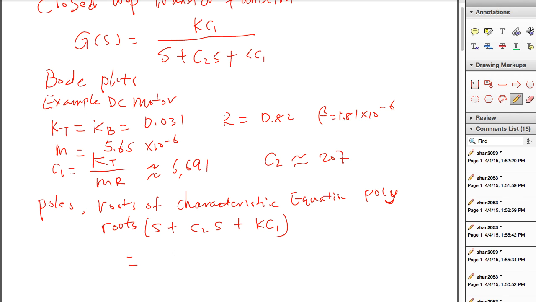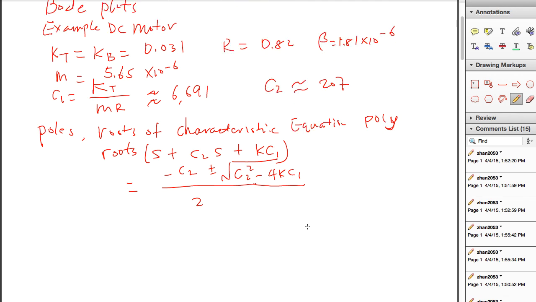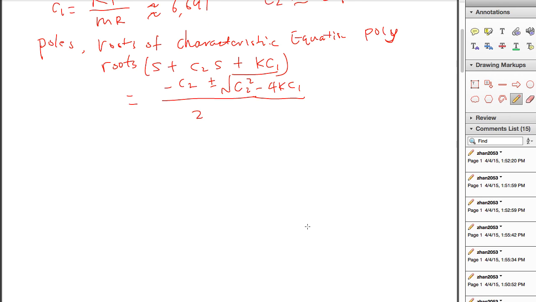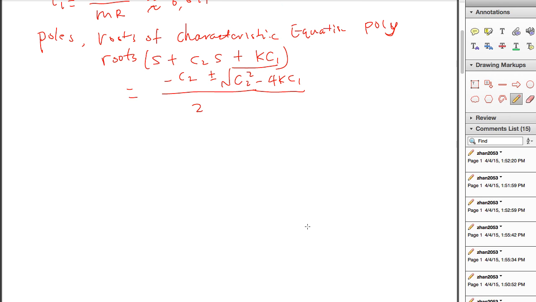Now of course the roots will be s equals negative C2 plus or minus the square root of C2 squared minus 4 K C1, all divided by 2. From the last lecture, we know as long as K is positive, the system will be stable, right? So we already established that concept. Now let's see what we can do to do further analysis.